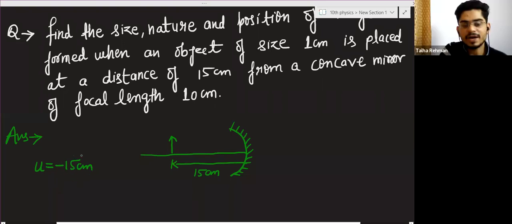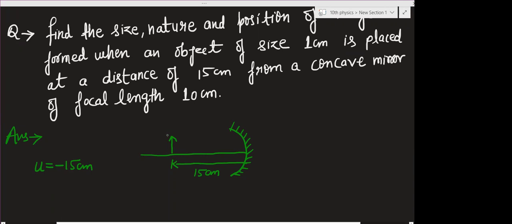But why am I saying u is negative? Simply, the object is always in front of the mirror. If we want to form the image, you will take the distance as negative, meaning u equal to minus 15 centimeter.